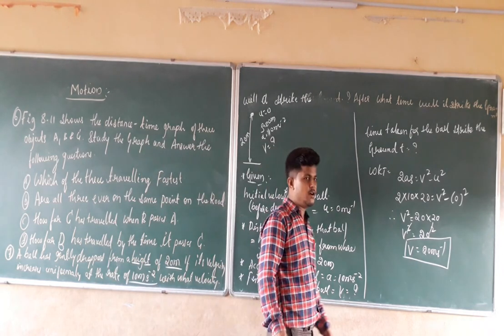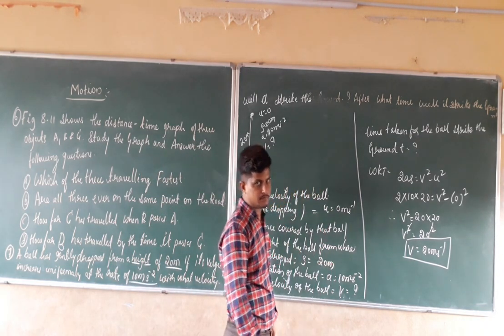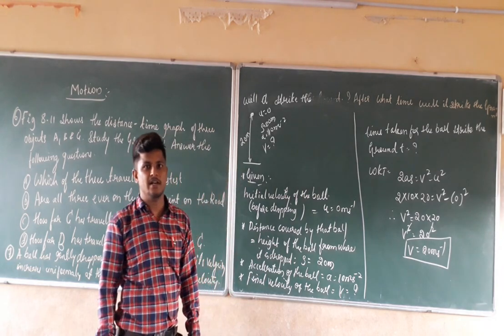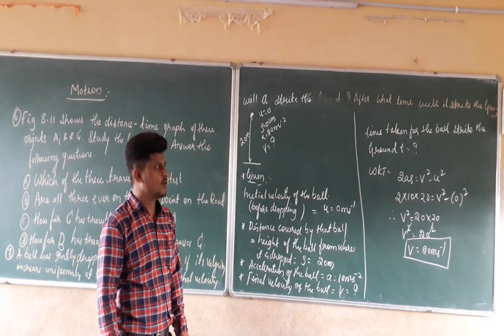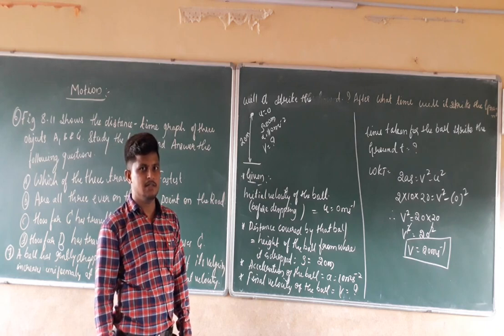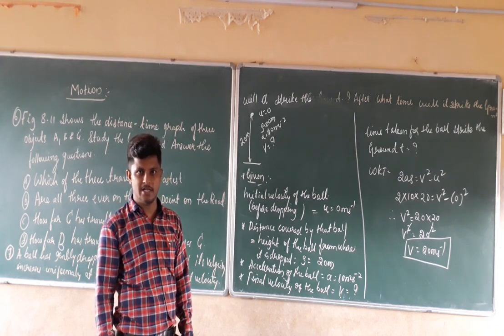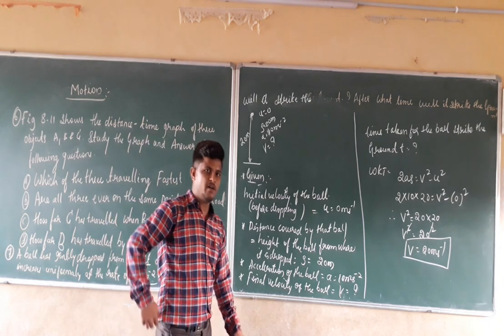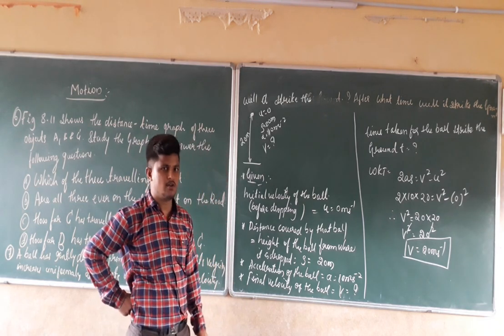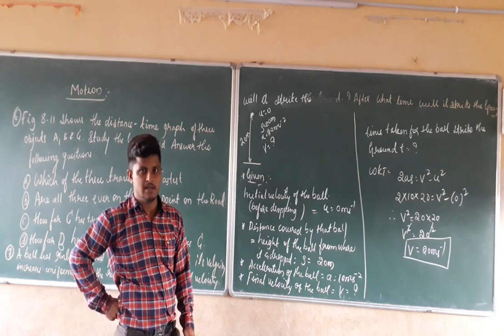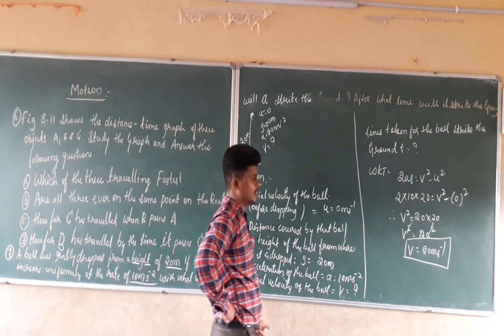Next, what we have to find out? We have to find out the time taken here. How are we going to find out the time taken? There are two formulas. One is a equal to v minus u divided by t. We can use that formula, or we can use the formula v equal to s divided by t.